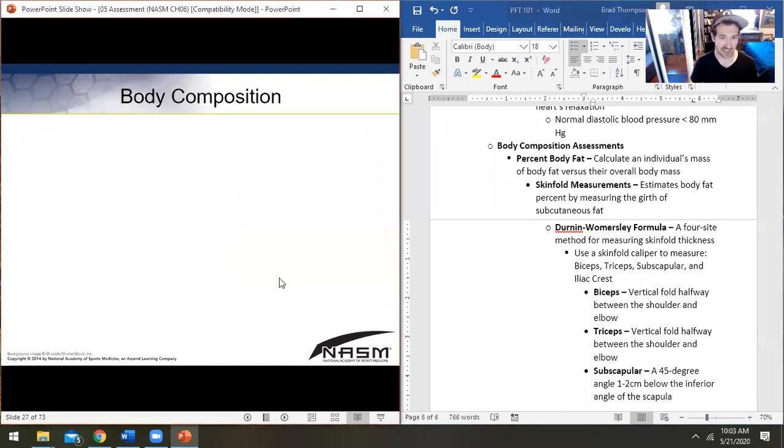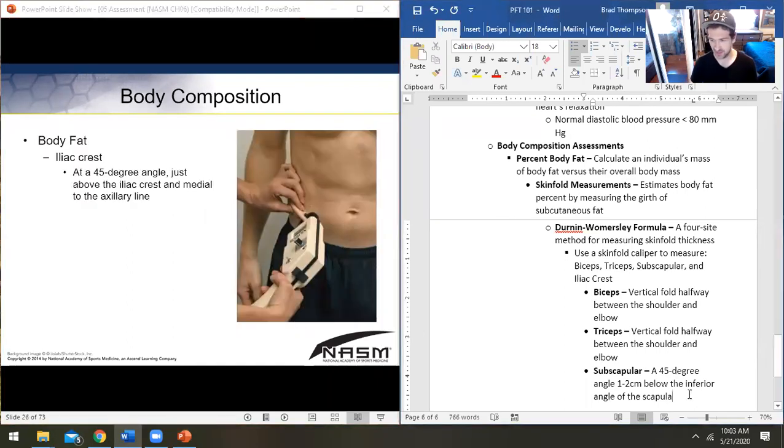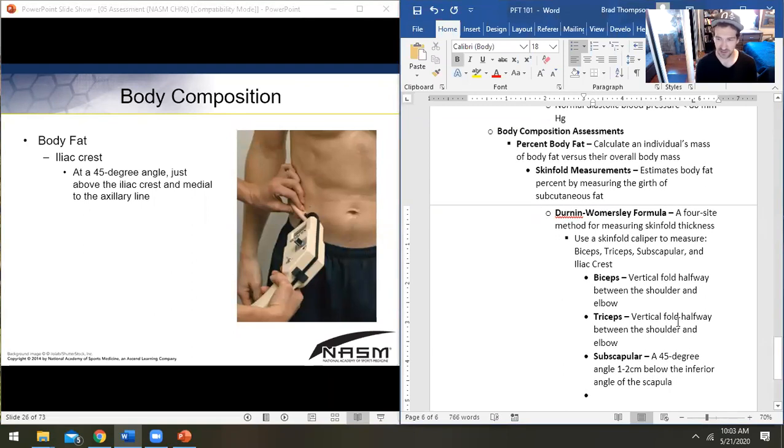And then lastly, you're going to do your iliac crest. And this is exactly the same concept. Iliac crest, and that's going to be a 45-degree angle just above the iliac crest. Okay, so iliac spine, right? That ASIS. So that crest is right here. So what you're going to do is go a couple centimeters above that, and get a good pinch there. And that is going to give you that measurement.